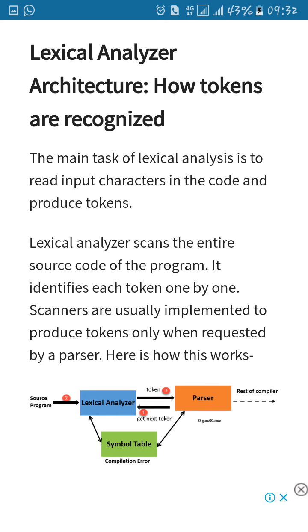The main task of lexical analysis is to read input characters in the code and produce the tokens. Lexical analysis scans the entire source code of the program. It identifies each token one by one. Scanners are used. See here, the lexical analyzer or lex is also called a scanner. Scanners are usually implemented to produce a token only when requested by a parser. Here is how this works.